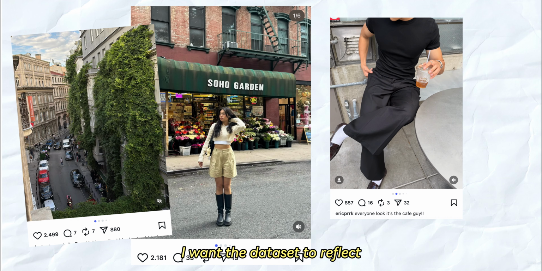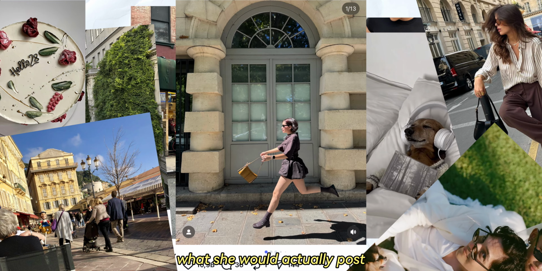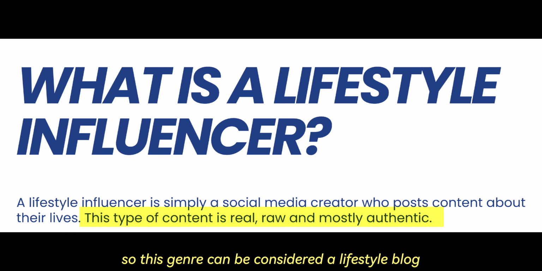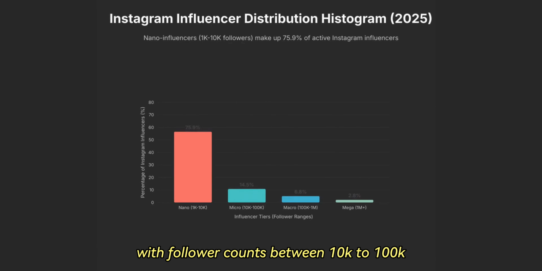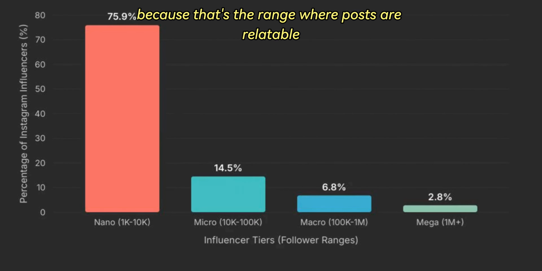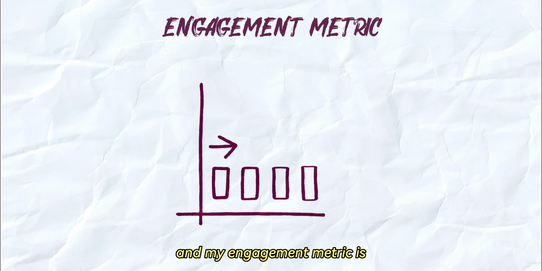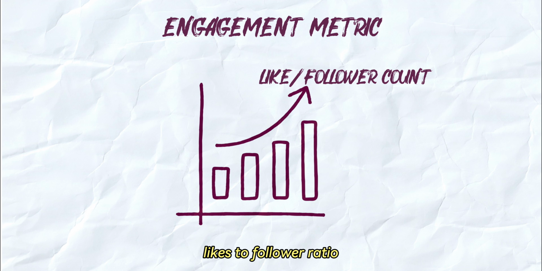I want the dataset to reflect what she would actually post, so the genre can be considered a lifestyle blog. And I choose to scrape data from users with follower counts between 10k to 100k, because that's the range where posts are relatable, yet still get decent engagement. And my engagement metric is likes to follower ratio to normalize the results.